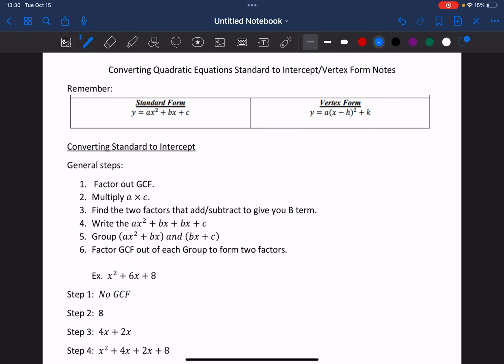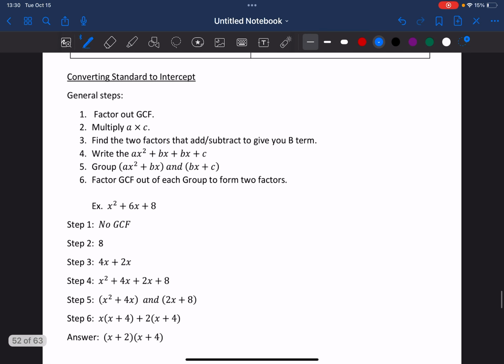Okay, these are notes over how to convert quadratic equations from standard to intercept form and then standard to vertex form. So if we look at the steps here, first we're going to factor out the GCF, then we're going to multiply A times C, then we're going to find two factors that add or subtract to give you B. We're going to expand our B term, group them, and then factor out the GCF again.